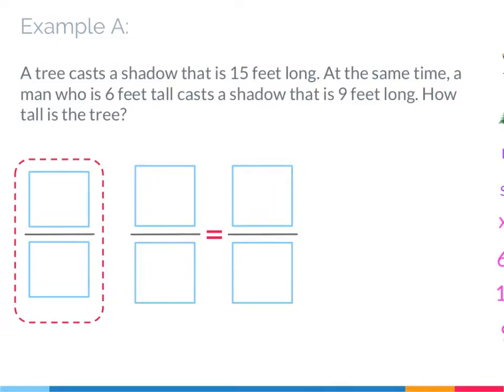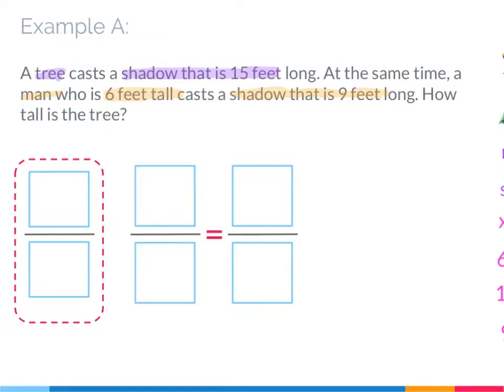It says a tree casts a shadow that is 15 feet long. So that's important information. I'm going to highlight that the shadow of the tree is 15 feet long. At the same time, a man, so the man is going to be different than the tree, a man who is 6 feet tall, so it tells us that he is 6 feet tall and he is the man, casts a shadow that is 9 feet long. Again, I'm going to highlight shadow and 9 feet because that is important information. So I've gone through and I'm trying to figure out how tall the tree is, and I pulled a lot of information out of my problem.